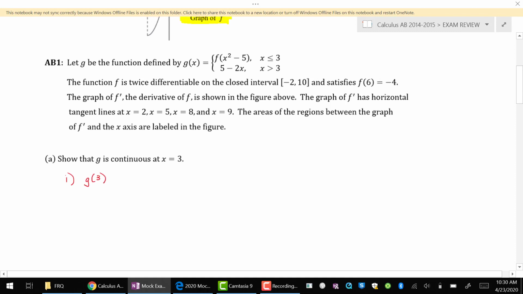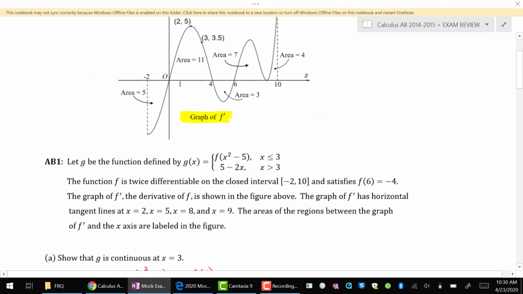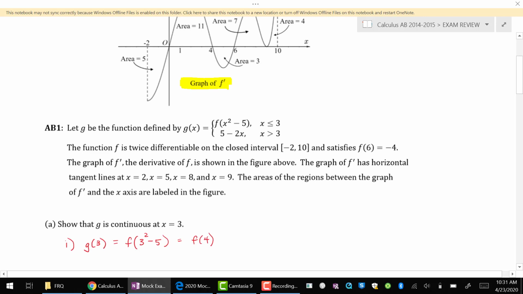Well, if I use my piecewise definition, g of 3 would be that upper part. So g of 3 is going to be f of x squared minus 5, or 3 squared minus 5, since we're at 3. And that will simply become f of 4. So what is the value of f of 4? Again, I've got the picture of the derivative of f. So to go from a derivative back to the original function, we want to use integration.